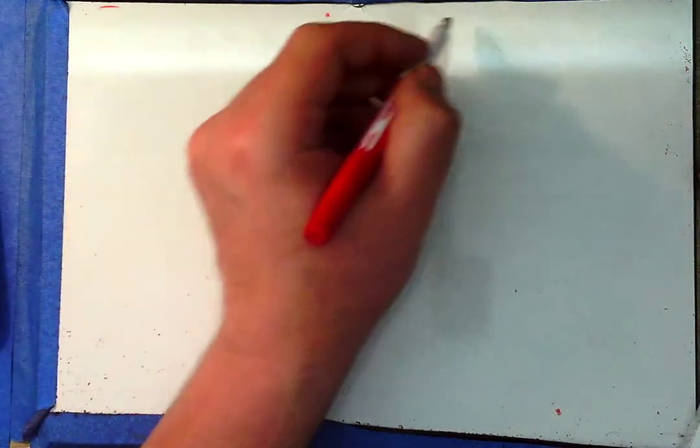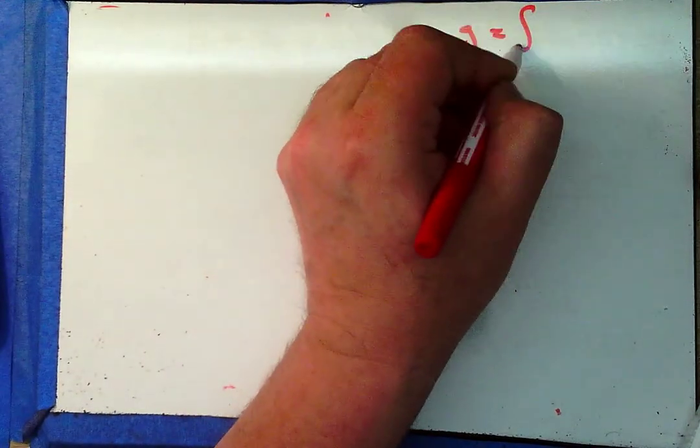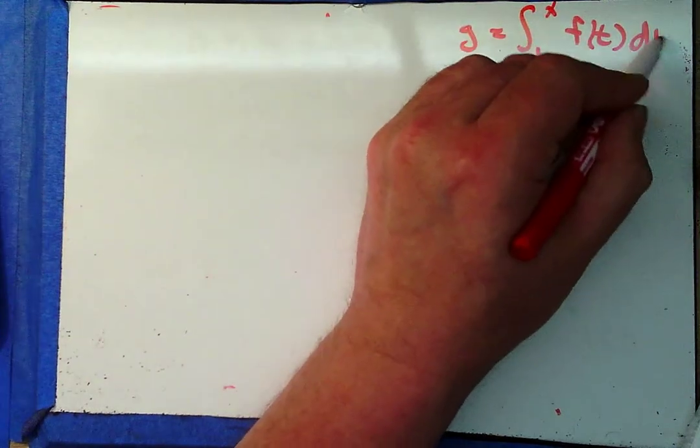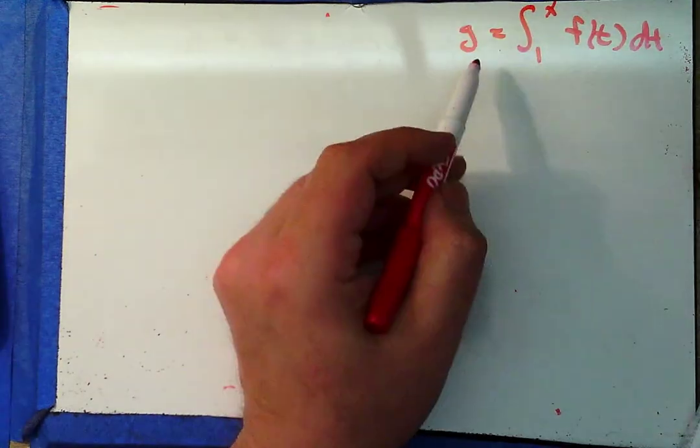6 says, let f be a continuous function consisting of these line segments, a semicircle centered at the origin, and g is given as the integral from 1 to x of f of t dt. Okay, it is known that g equals this integral.